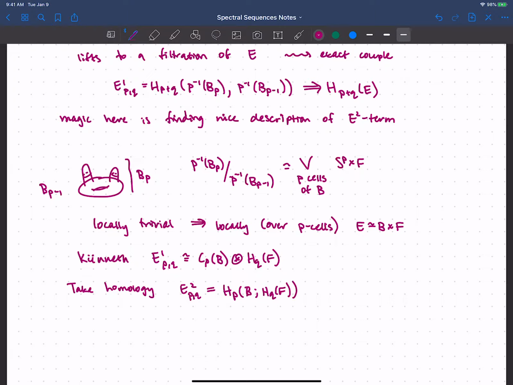Okay, so really what was key here was not just coming up with a nice filtration, but a nice filtration that then led us to a nice description of this E2 term. And then, of course, we need to show that the spectral sequence converges and all of that stuff. That's something that we'll deal with later when we talk about convergence in more detail.